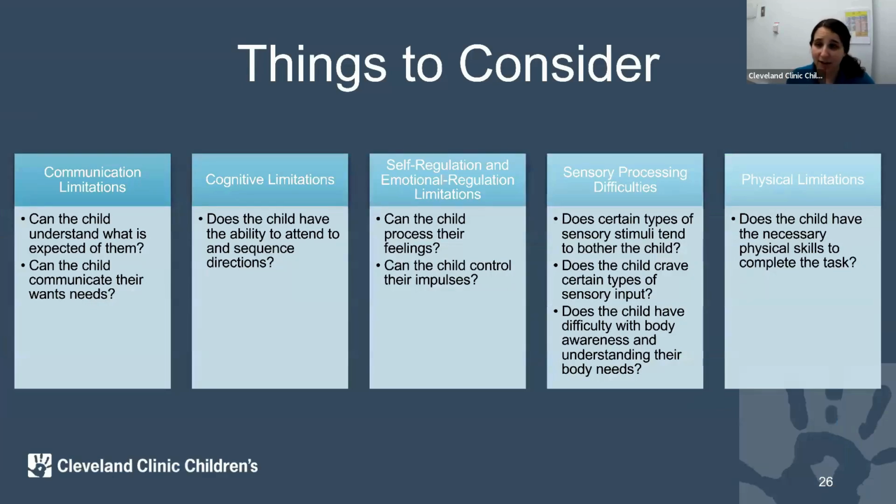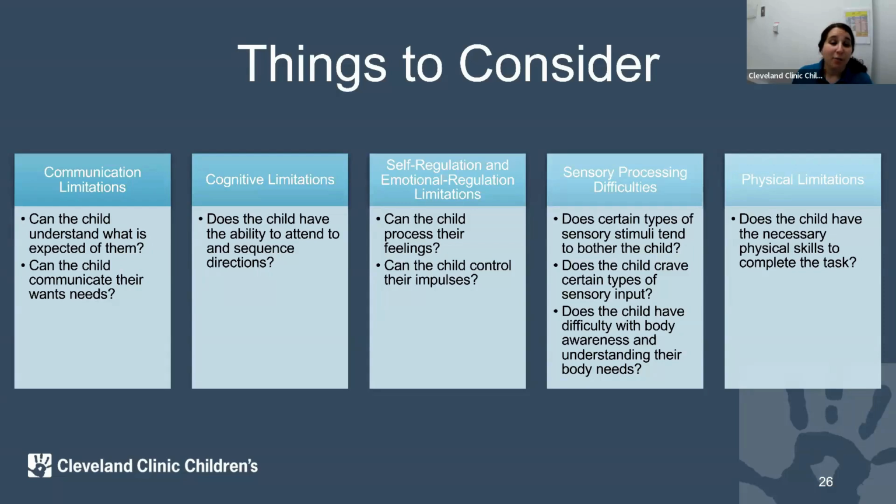Other things to consider are, does the child have communication limitations? Do they understand what you are asking them to do? Or are they able to communicate what they're wanting? Does the kiddo have difficulty with paying attention to you, with following multi-step directions that you give? Does the child have difficulty with processing their feelings or emotions? Does the kiddo have difficulty with controlling impulses? Maybe they really want to behave well, but is it really hard for them to keep their body still?